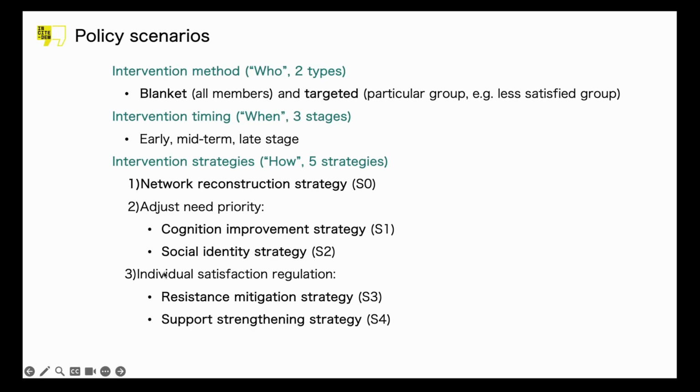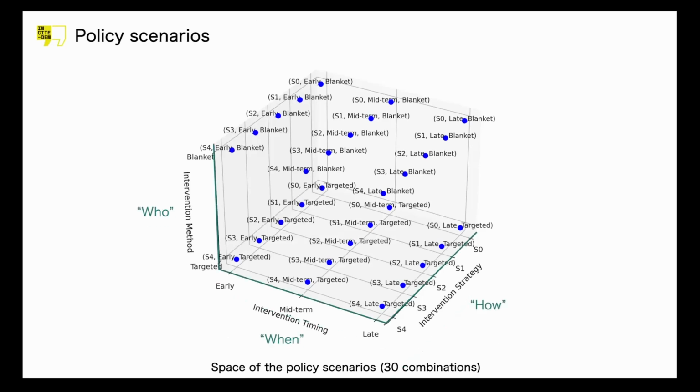And the third aspect, which is directly related to the individual satisfaction, you can try to intervene in the resistance of a group of the whole members or the whole community. And also you can adjust the support for the targeted group of members. So according to the 3 dimensions, we form a space of the policy scenarios. And here we have 30 combinations of different types of policy scenarios.